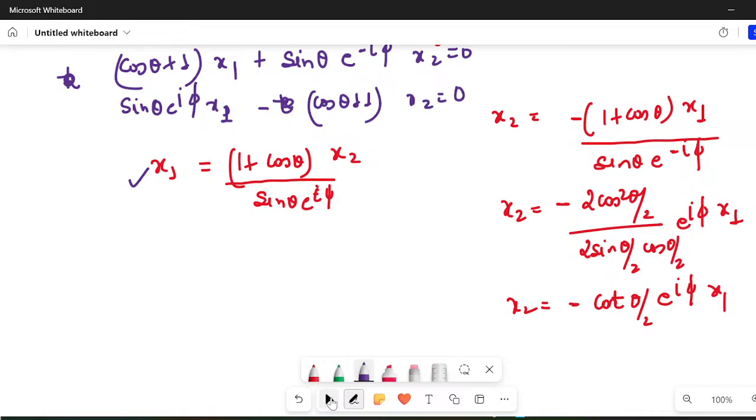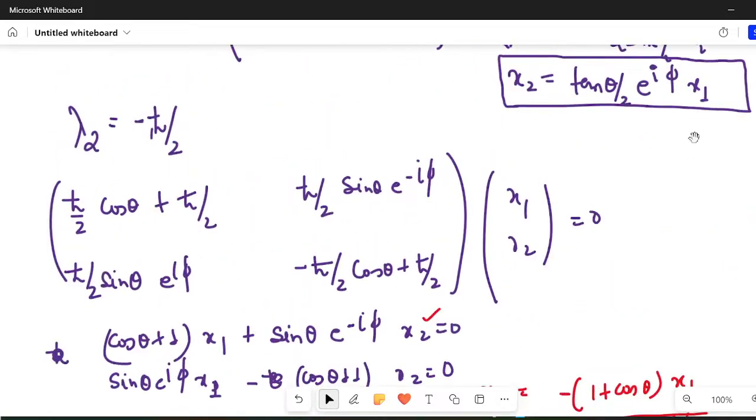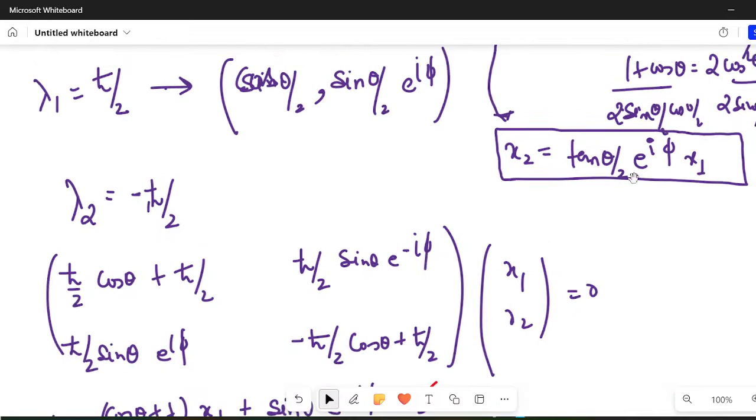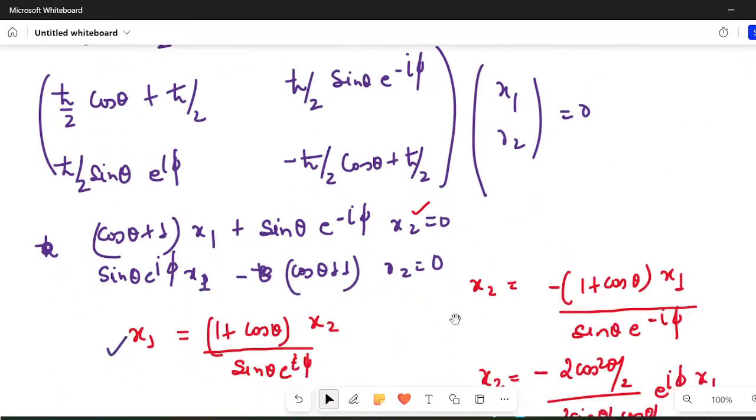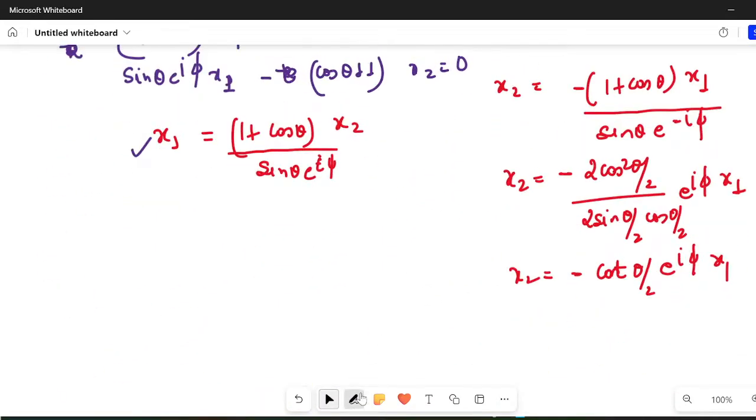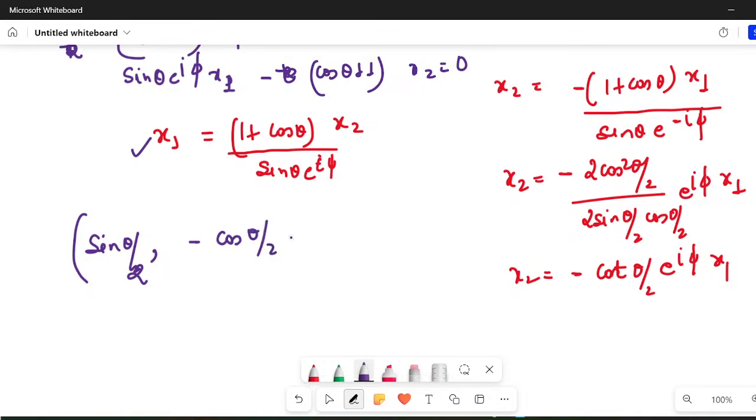But actually, in the first eigenvector calculation, I preferred to have e to the power iota phi. So therefore, I'm keeping a uniformity. So corresponding to this eigenvalue, the eigenvector would be, I think if I take x1 as sine theta by 2, then this x2 would be minus of cos theta by 2 e to the power iota phi.